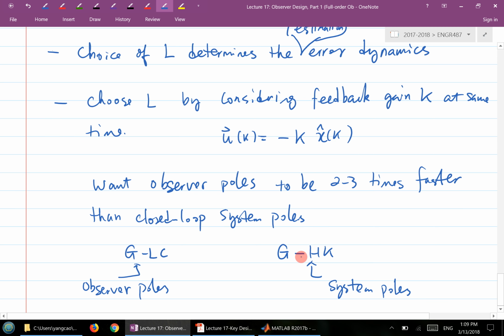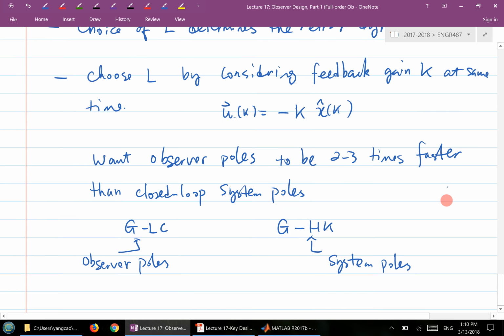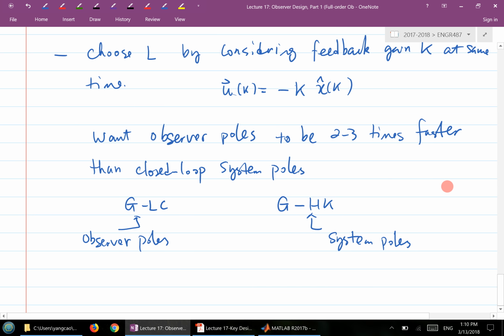Because if your observer is not good enough, then the control input generated based on the observed value will not be good. So you want your observer to behave a little bit faster to catch up with the actual state variable value, and then your control input will be able to follow the actual state correctly. That's why we want the observer poles designed to be faster than the system poles.